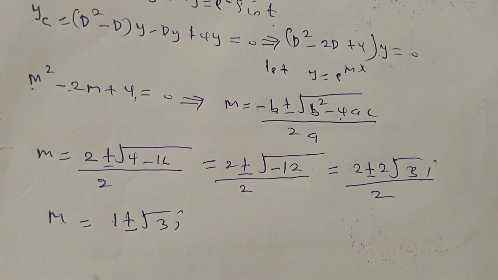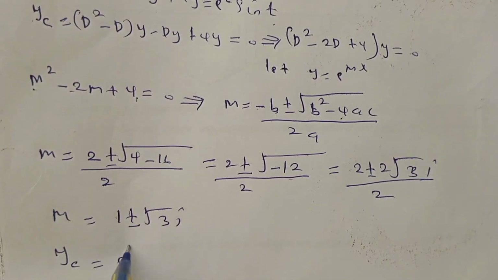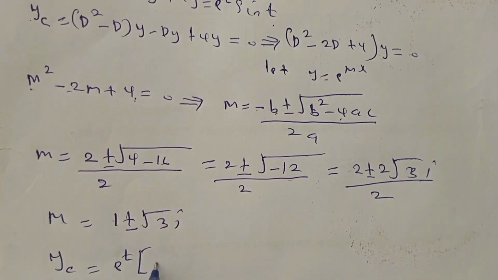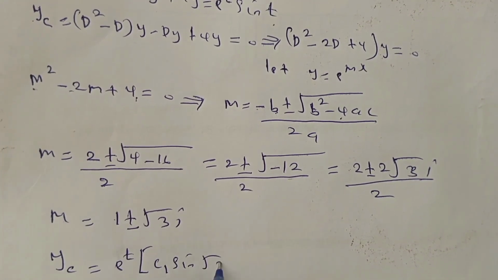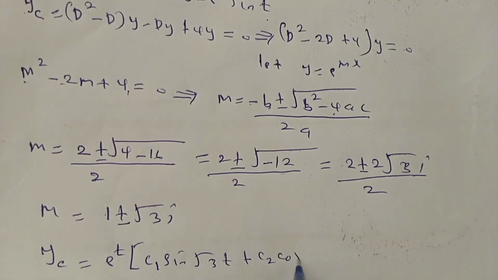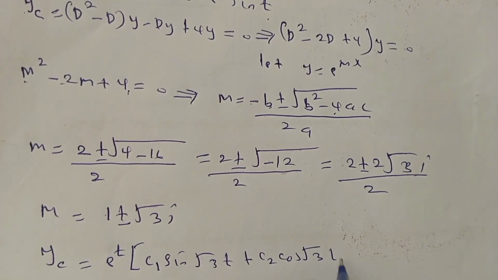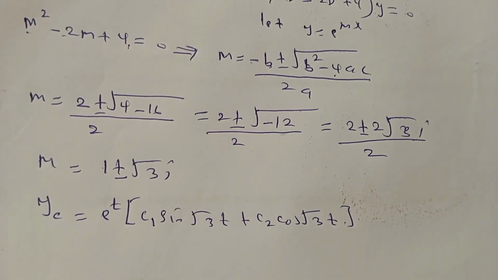Then we write our y complementary. Our y complementary will be given by exponential t into bracket c1 sine of root 3 t plus c2 cosine of root 3 t. So that is the complementary part of our given ODE.